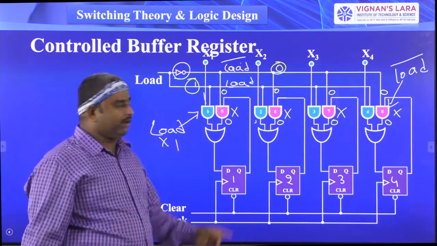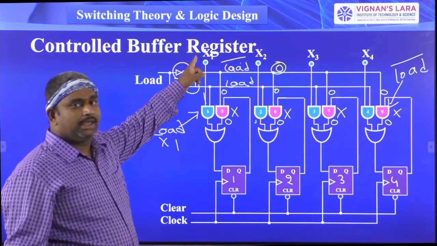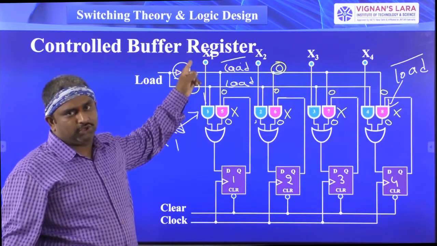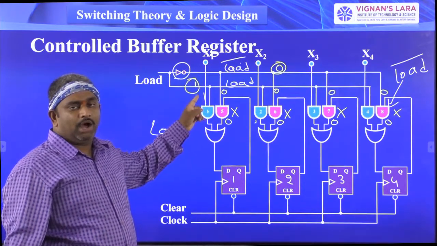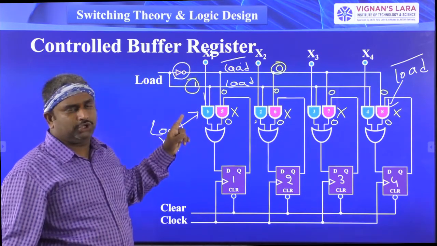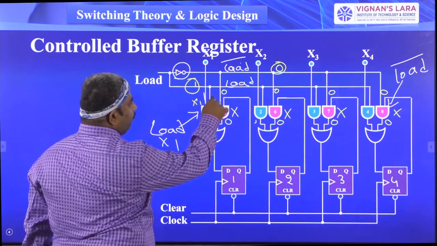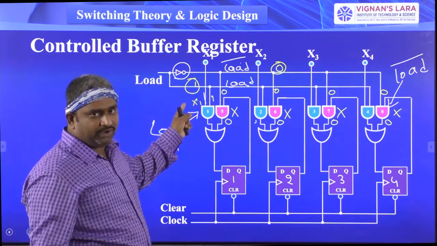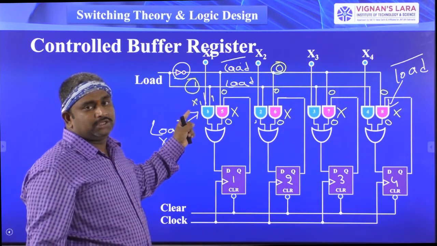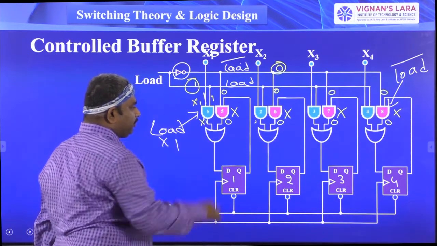Now coming to the blue color gates. One input is equal to 1, and another input is equal to x1. So whenever x1 is equal to 1, both inputs are 1 and the output also will be 1. If x1 is equal to 0, one input is x1 and the other input is already 1, so the output is 0. If x1 is equal to 1, the output is equal to 1. So x1 as it is follows to the AND gate output.